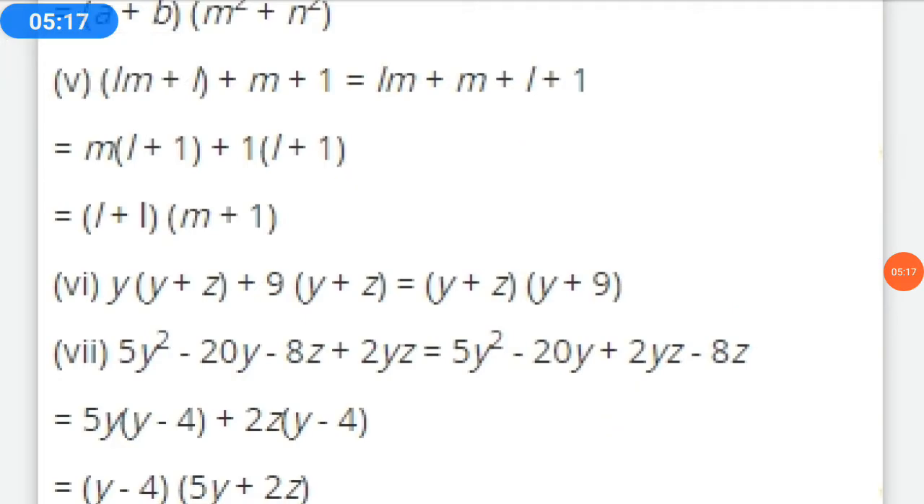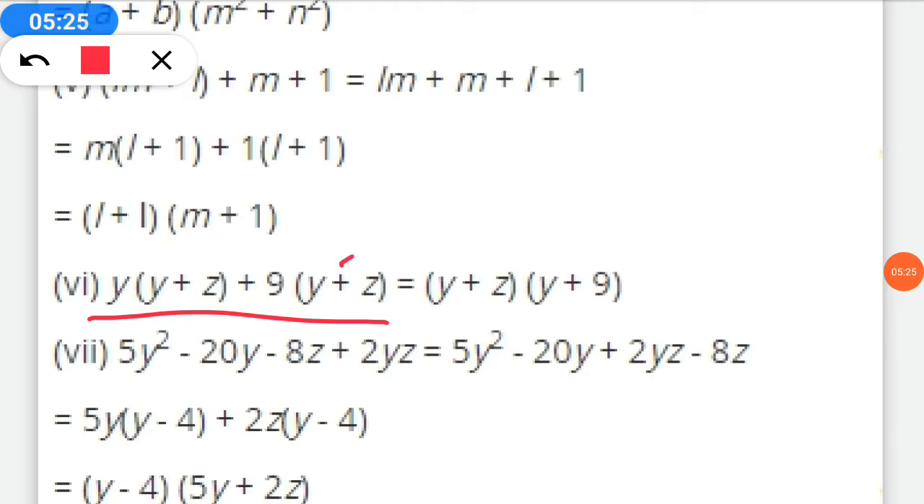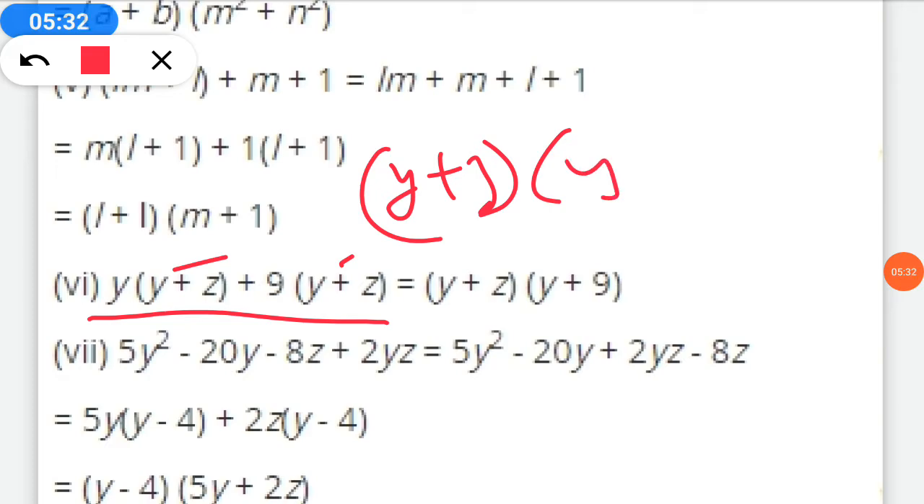Next we are having this question, y into y plus z plus 9 into y plus z. Both the terms have y plus z, so we can take it common directly. So y plus 9 is left, which is the required answer.